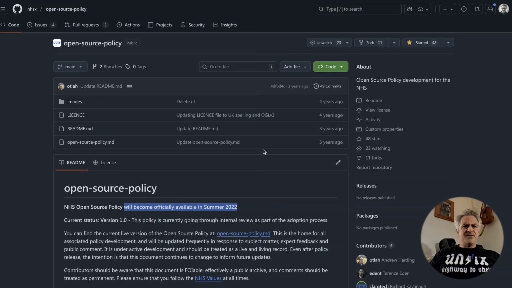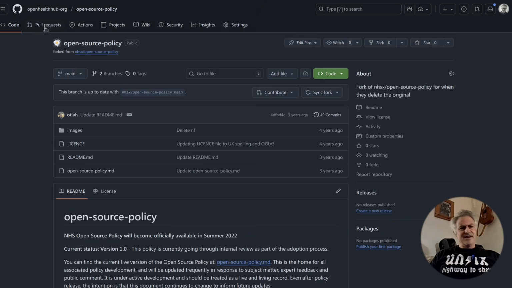But they've removed everything from the rest of the websites. Just in case they ever do take this down, I've got my own fork of the open source policy, which will remain public even if the other one goes 404.